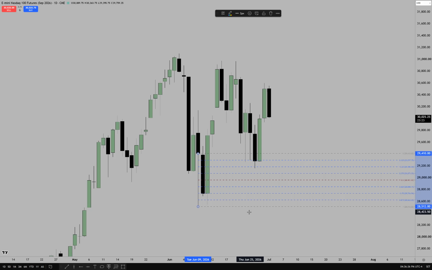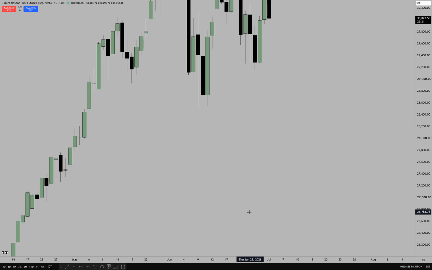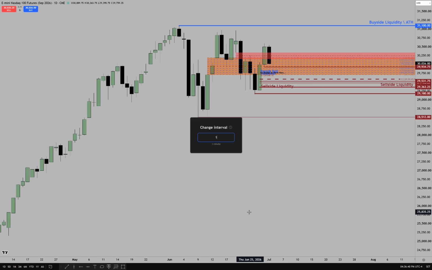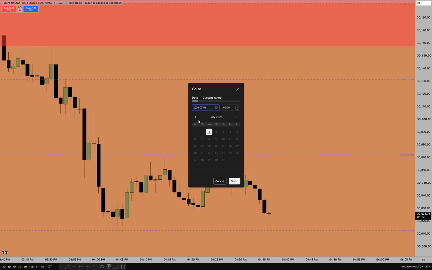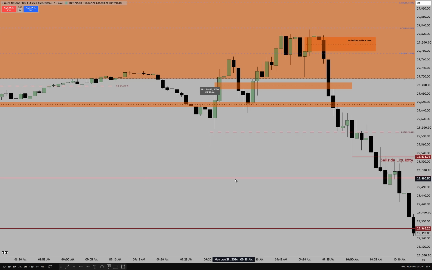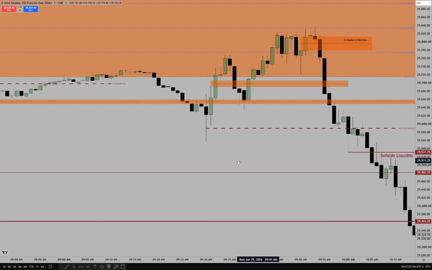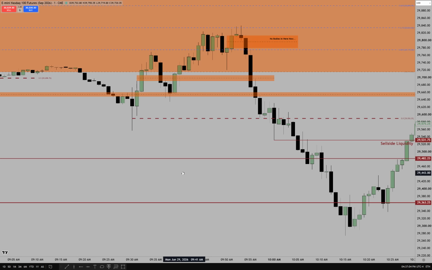So let's add these annotations here. We'll go into Mondays. Opening range and the run up into the macro. All right. So here is the business.